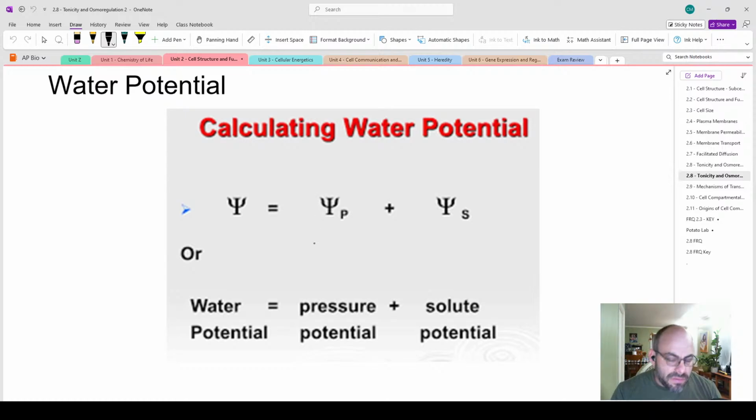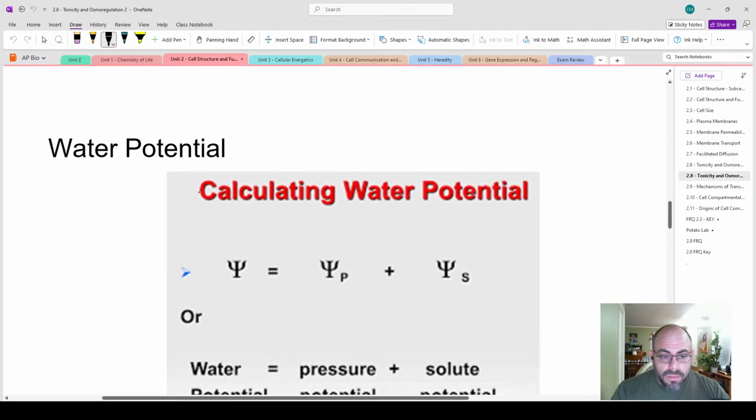Pressure can be a positive or negative number because it can be positive pressure, it could be pushing down, or it could be negative pressure, it could be pulling. Right? Solute is always going to be negative unless it is 0. Why is it always going to be negative? Because water moves from a high water potential to a low water potential.